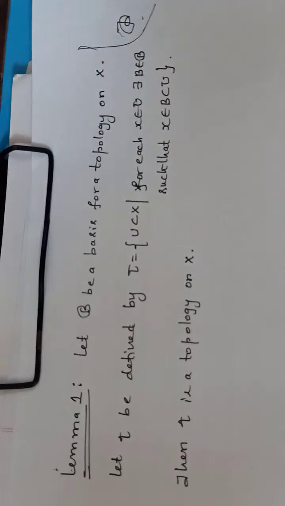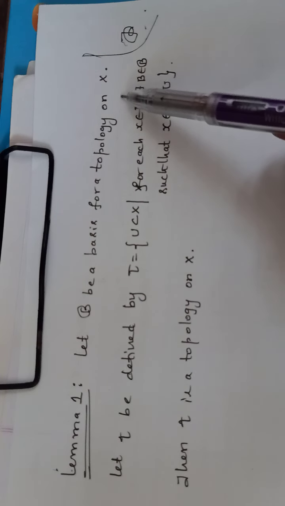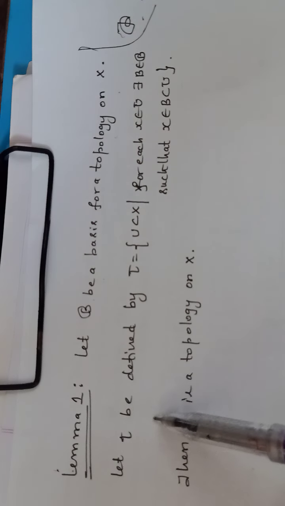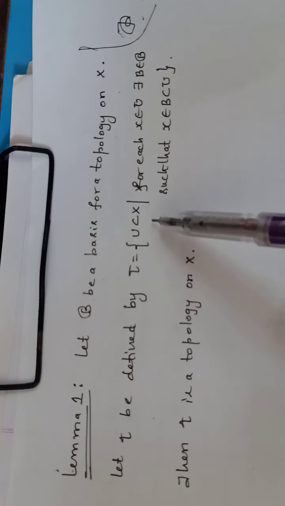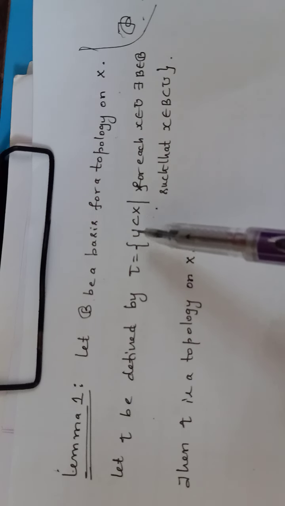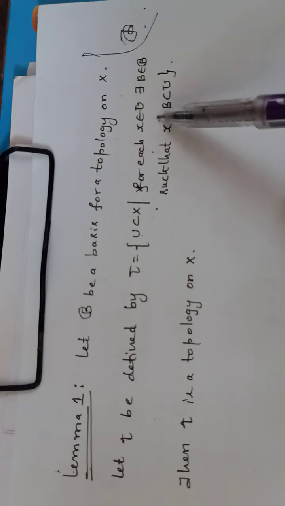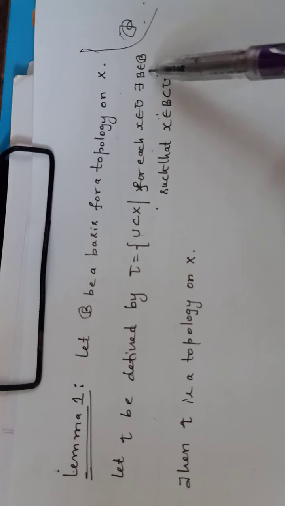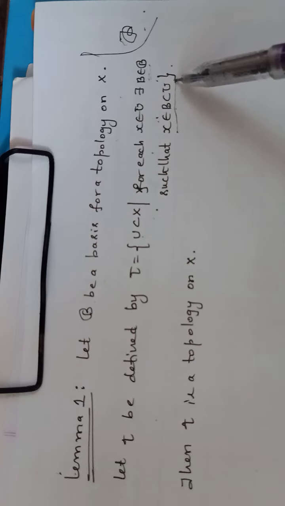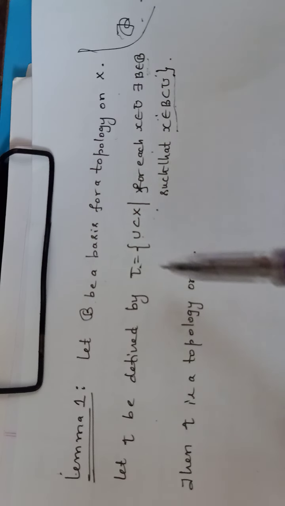So here, given that B is a basis for a topology on X, now I am defining tau by taking the set of those subsets U of X that satisfy this condition, that is, for each x belongs to U, there exists a B belonging to the basis such that x belongs to B, which is contained in U. Then we need to prove that tau is a topology on X.